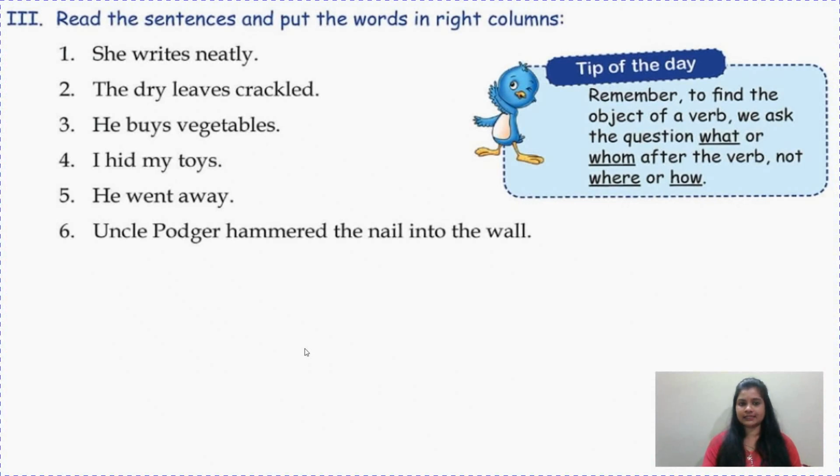Now read the sentences and put the words in the right columns. Children, first let us read the tip of the day. Remember, to find the object of a verb, we ask the question what or whom after the verb, and not where or how. Like where, in the sky, in the backyard, upstairs, downstairs. We are not writing those things. We don't need an object for where and how.